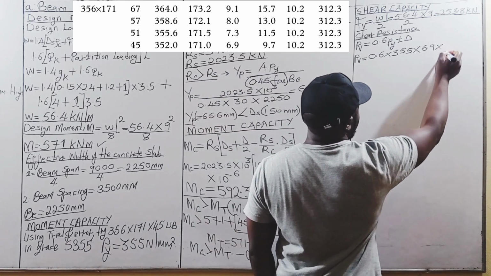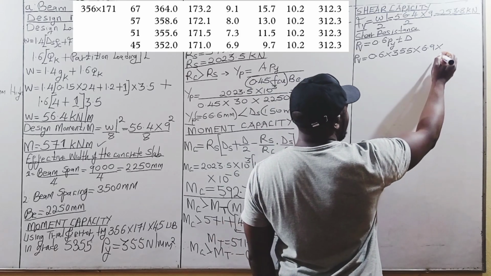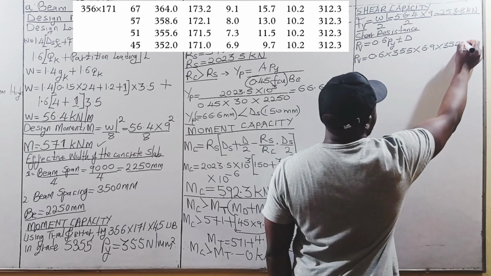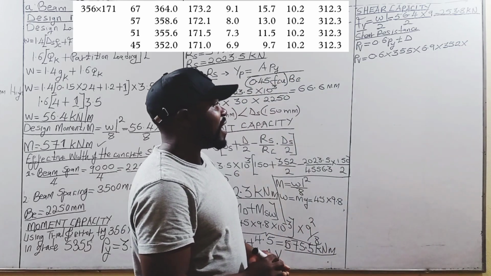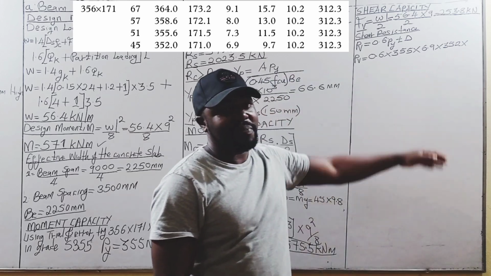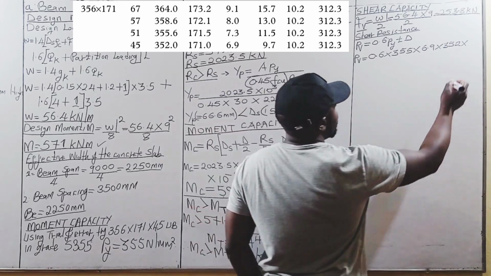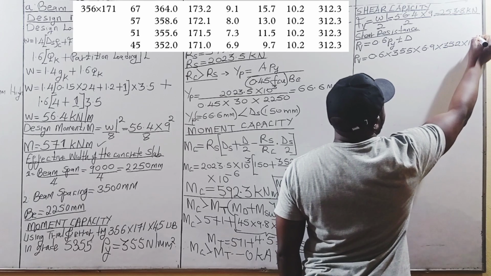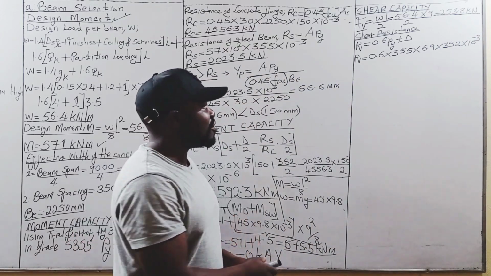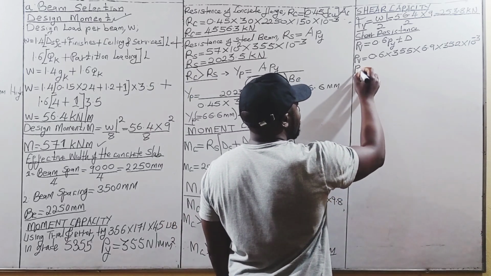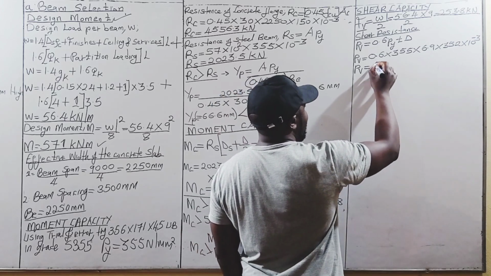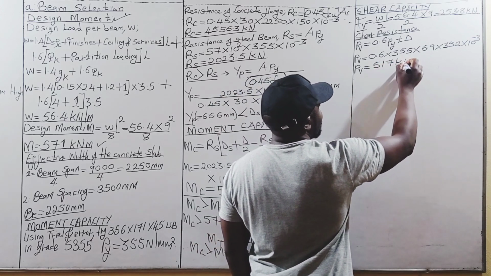Then we multiply by the depth, which is 352 millimeters. Then we are going to get the answer in newtons. So to convert to kilonewtons, we are going to divide the whole of this calculation by 1000, or we multiply by 10 raised to the power of -3, since 1 kilonewton is equivalent to 1000 newtons. And that is going to give us a shear resistance of 517 kilonewtons.